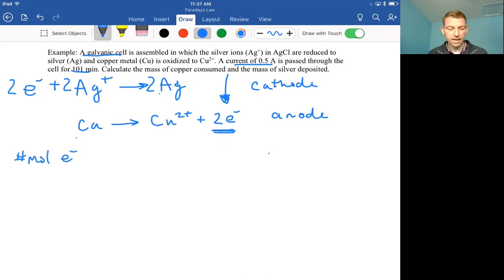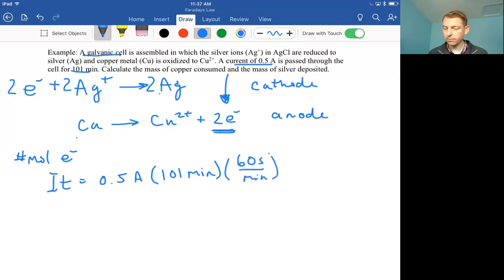And what does it say to us? Okay, so we have the amount of charge. So this is the current multiplied by the time. So this is 0.5 amps multiplied by 101 minutes. And we'll get that into seconds, so it's going to be 60 seconds per minute. And this gives us 3,030 coulombs.